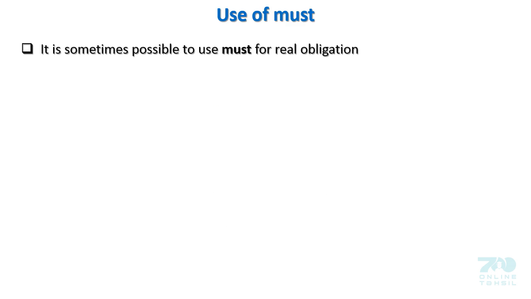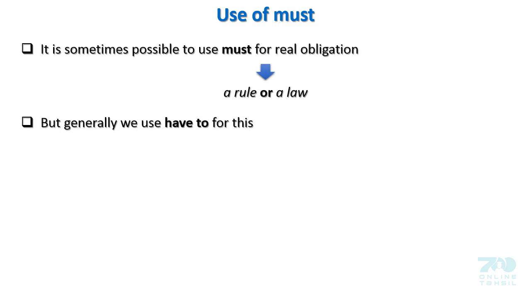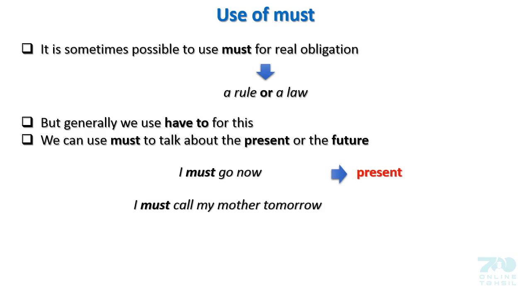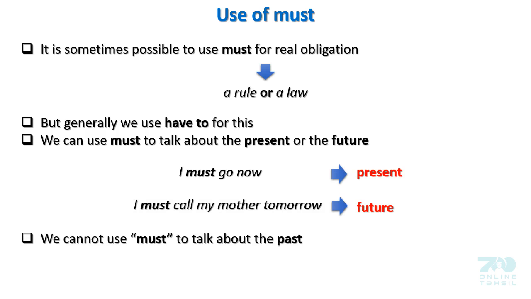It is sometimes possible to use must for real obligation. For example, a rule or a law. But generally we use have to for this. We can use must to talk about the present or the future. Get these examples. I must go now. Present. I must call my mother tomorrow. Future. We cannot use must to talk about the past. We use have to talk about the past.